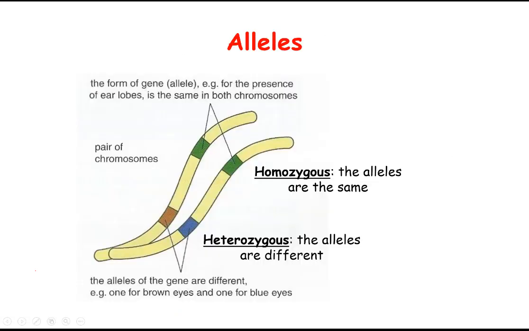Now this just shows that idea again. So here we have a homologous pair of chromosomes, and on this they have different forms of the same gene which are present in both chromosomes. So in this example, there are 2 alleles which are the same. So in that case, this particular gene is homozygous, but in this case, they are heterozygous.